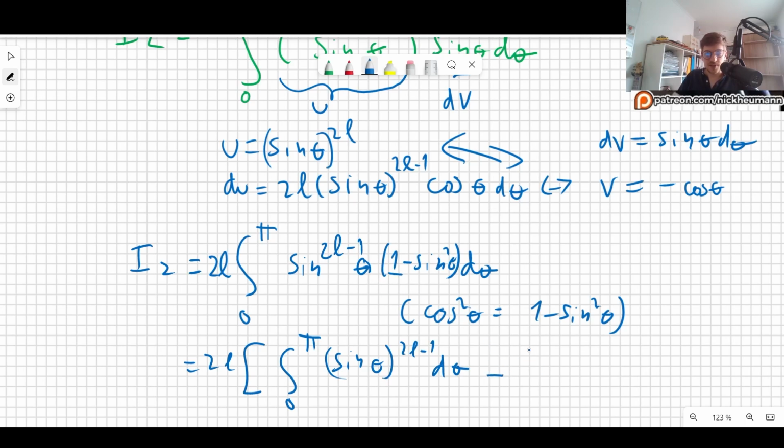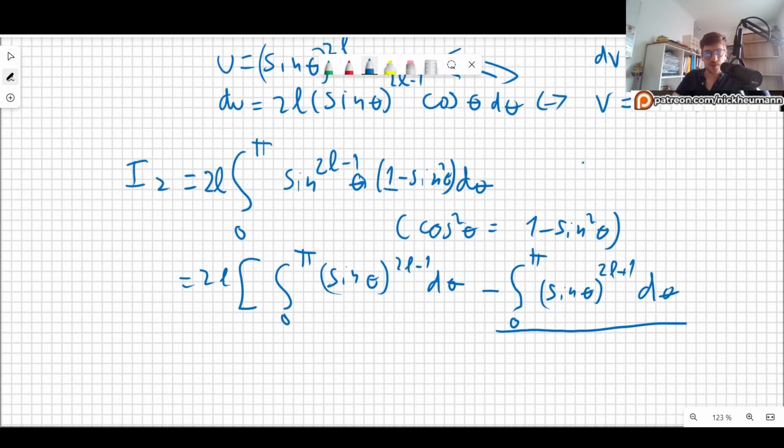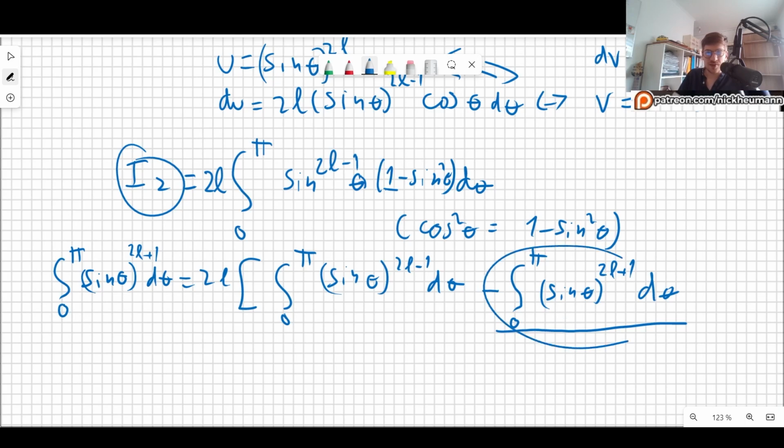And then we have minus the integral from 0 to pi. Now we have sine to the 2L minus 1 plus 2, so we get sine of theta to the 2L plus 1, d theta. And notice that this is precisely what we started with. It's exactly the same. So this I2, keep in mind, is precisely the integral from 0 to pi of sine of theta to the 2L plus 1, d theta.